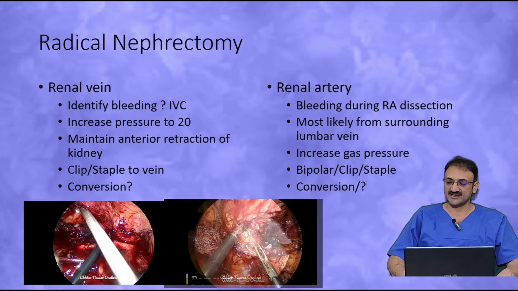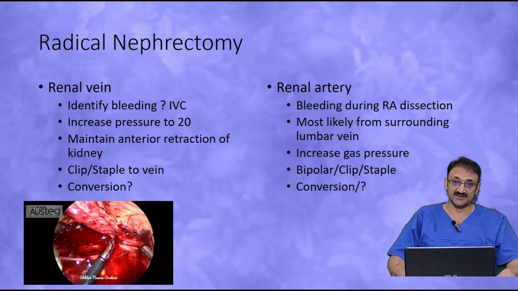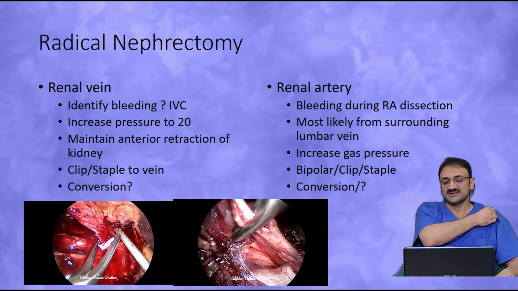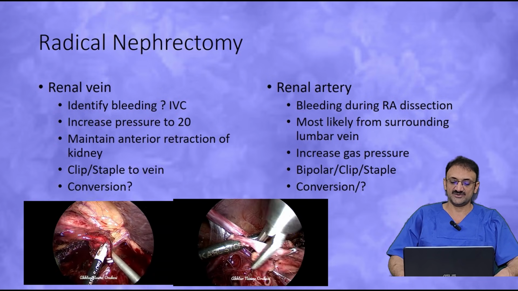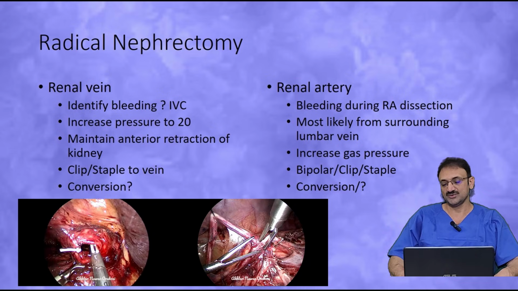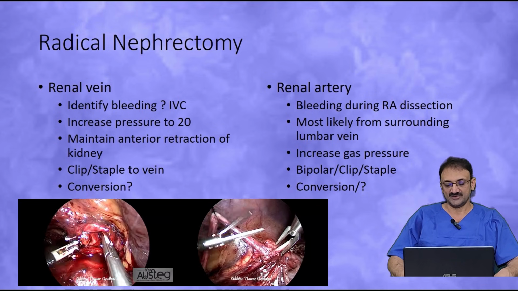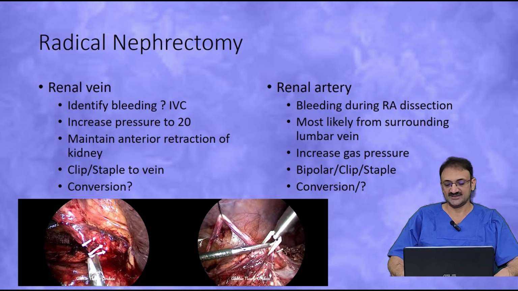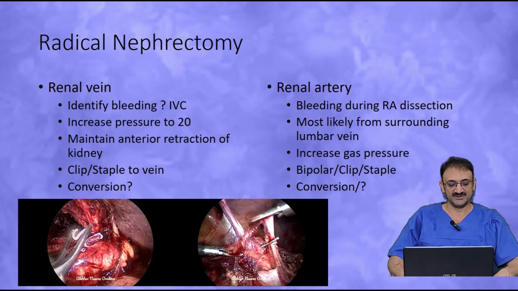Bleeding can occur during the dissection of the renal artery. Most likely it is from the surrounding lumbar vein rather than the renal artery, and you can increase the pressure. If at all the renal artery you cannot control, then you have to increase the pressure, or you have to even apply a bipolar forceps and clip and staple, and then you may decide to even convert. On the right-sided video, you can see that the clip is attached to the gonadal vein. It's a very dangerous maneuver. By pulling the vein, we can avulse it from the inferior vena cava.